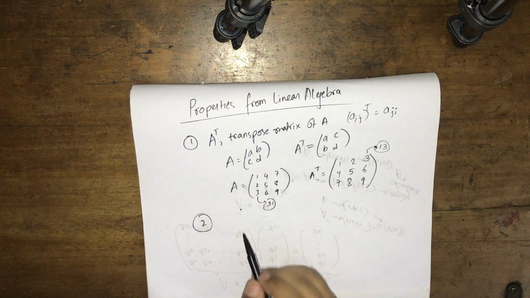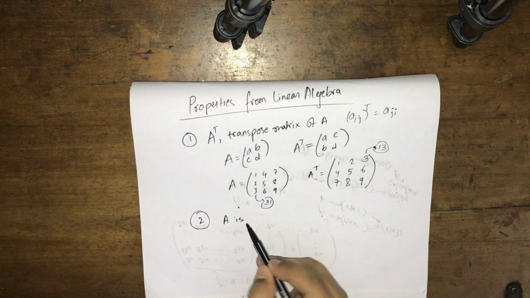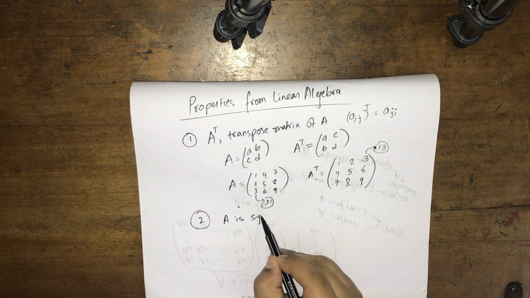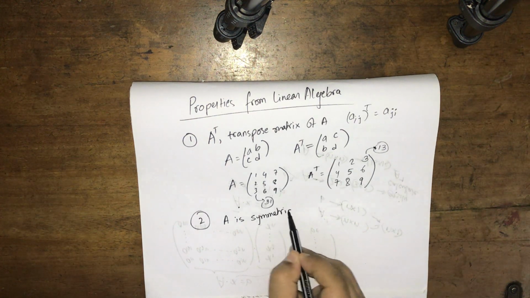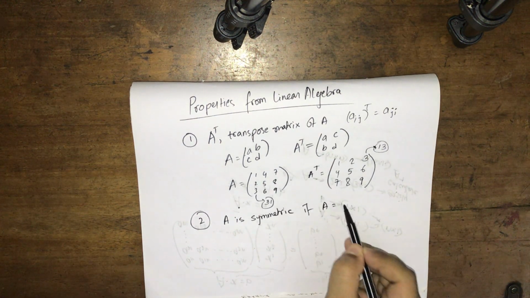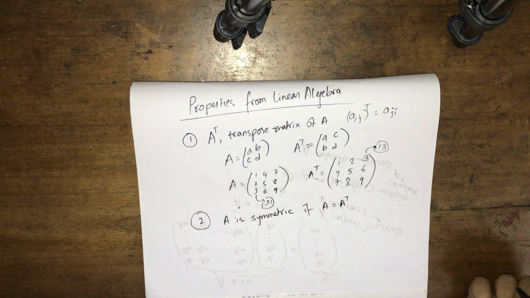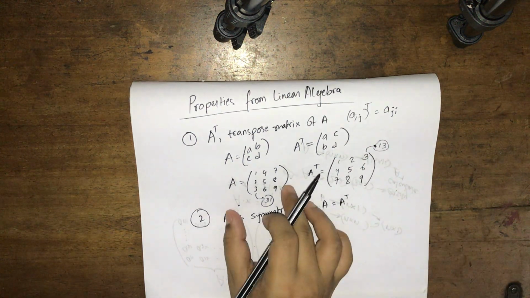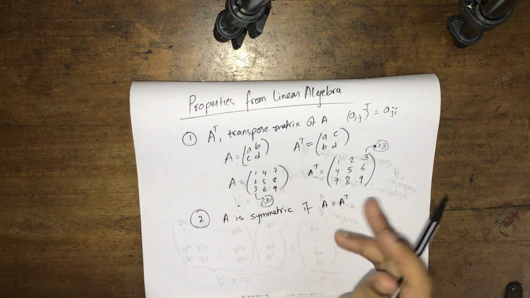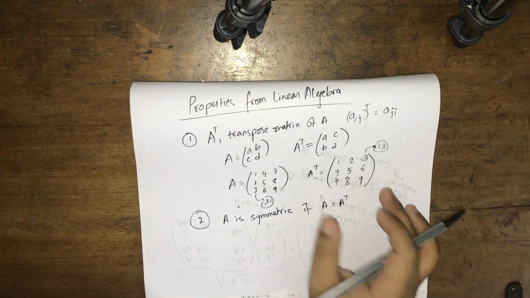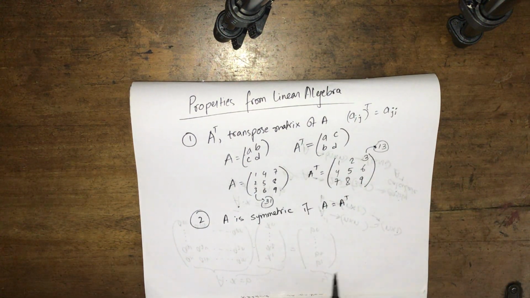সেকেন্ড থিং উইল নিড ইজ যে A, we'll call A symmetric if A is basically equals to its transpose. So A matrix jodi looks exactly same like it's the transpose of it, we'll call it symmetric.